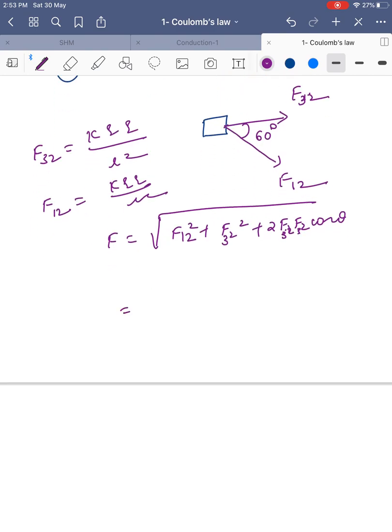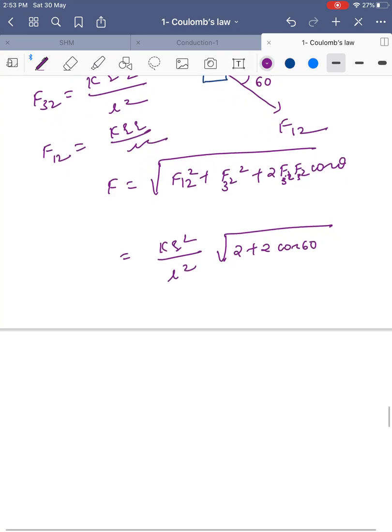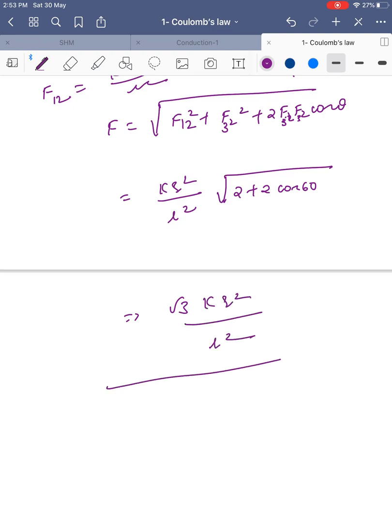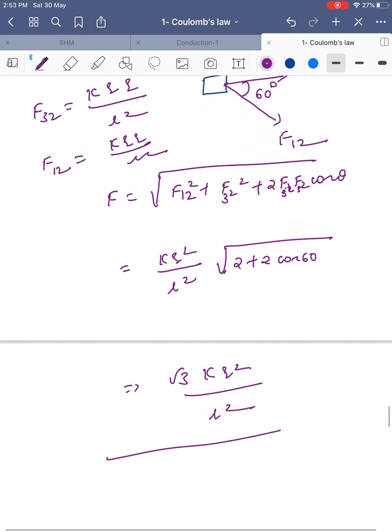So I can take out the common factor. F is equal to K Q square by L square times the square root of 2 plus 2 cos theta. So that is cos 60 degrees. Cos 60 is equal to 1 by 2. It will be root 3 K Q square by L square. In which direction? How much is the value?